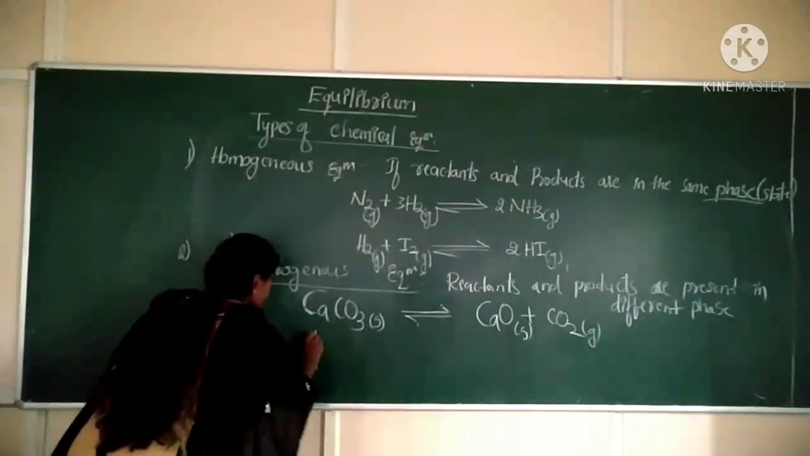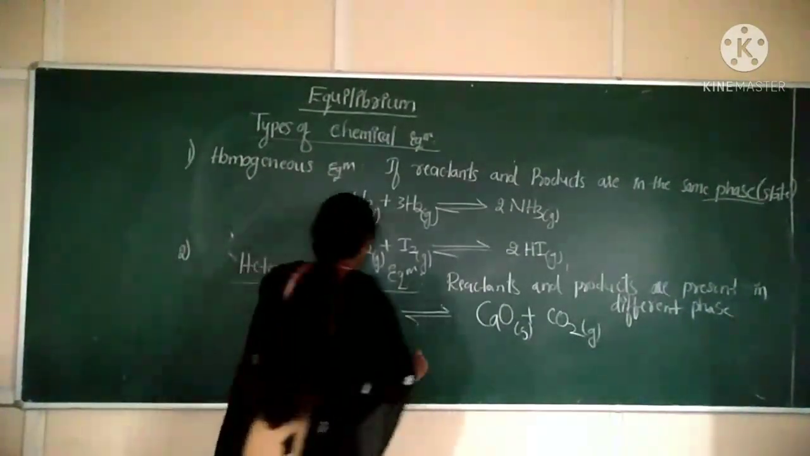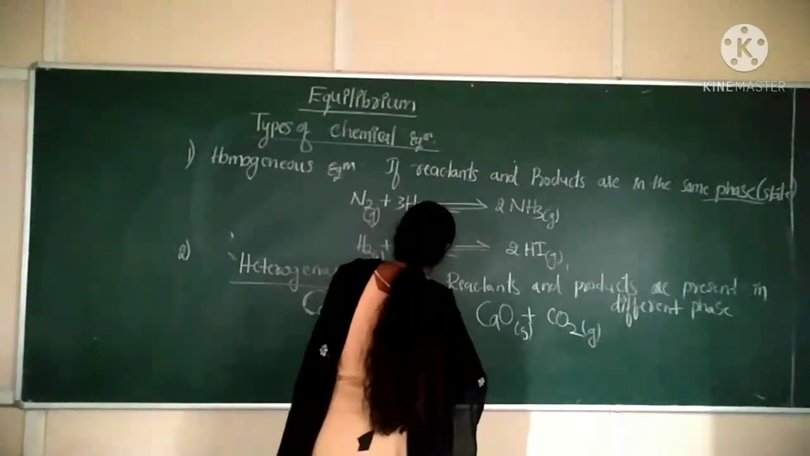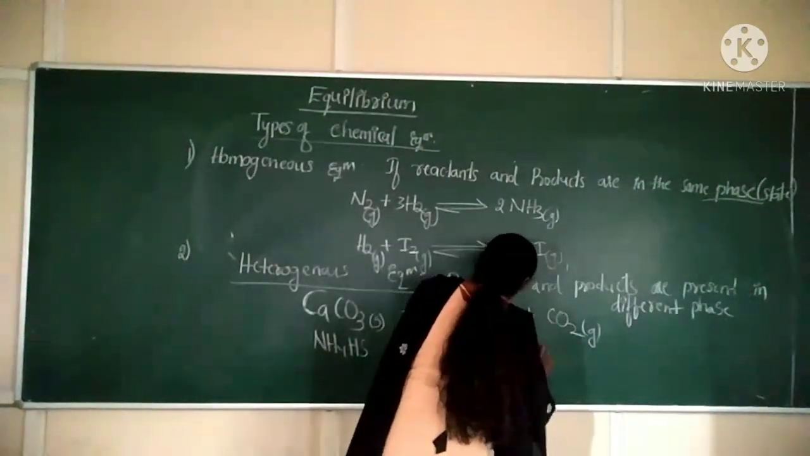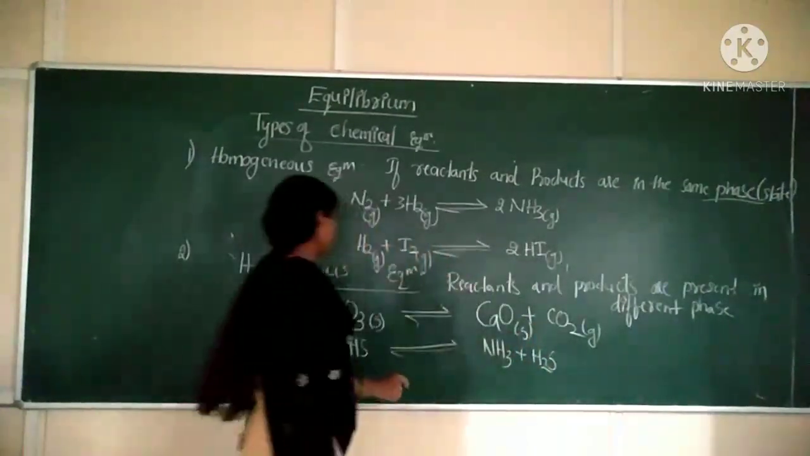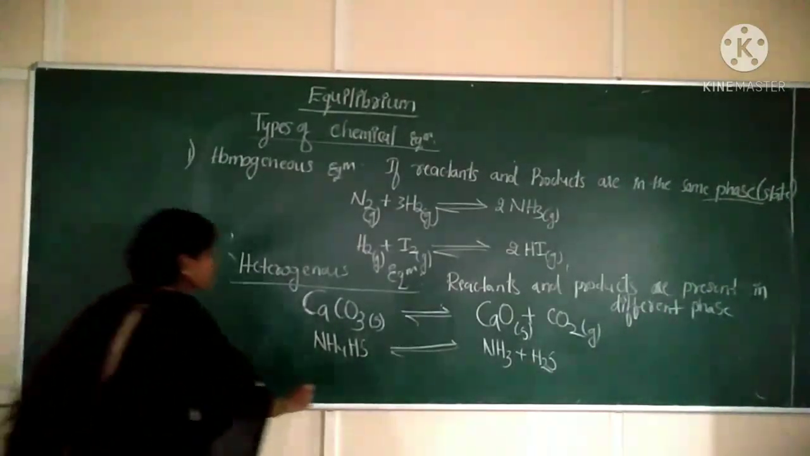NH4HS, ammonium hydrogen sulfide, NH4HS. It is going to form NH3 plus H2S. NH4HS reacts to form what? NH3 and H2S. Mention the state for it.